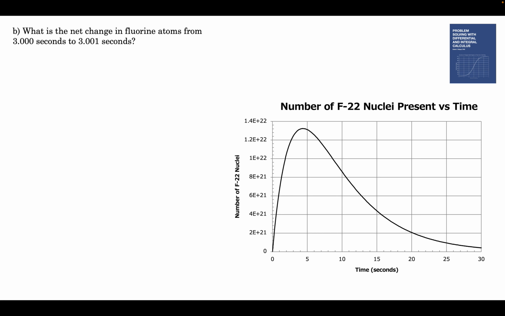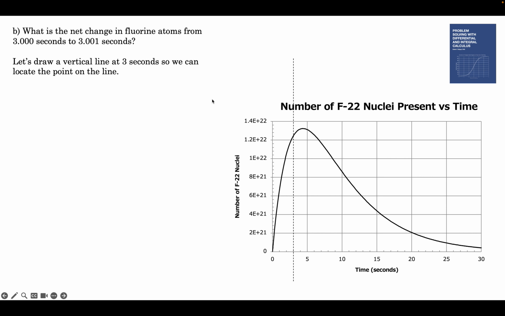B, what is the net change in fluorine atoms from 3 to 3.001 seconds? So we have to locate that point, 3 seconds on there, and if we draw a vertical line from the axis, we can find it. It's right there. So let's locate it with a dot, and then we need a tangent line. So let's draw a careful, good tangent line at 3 seconds.